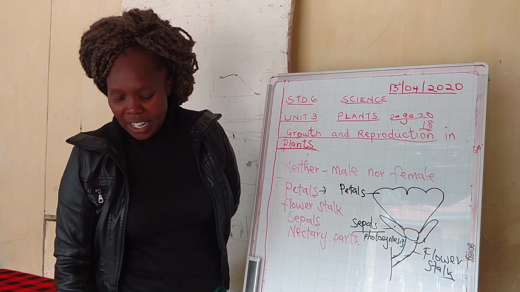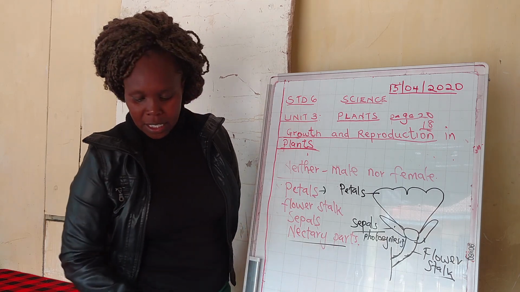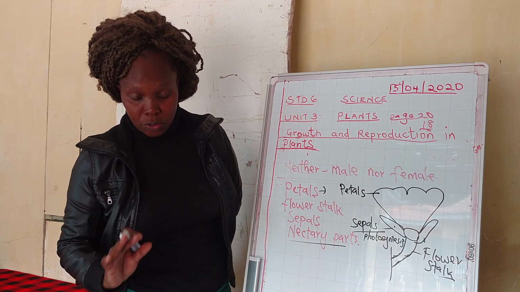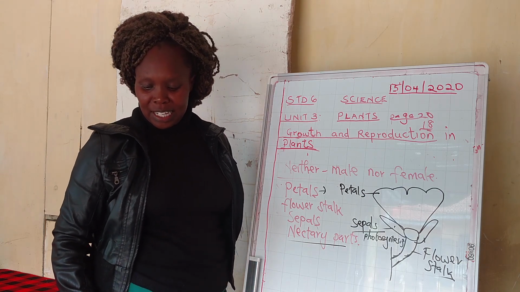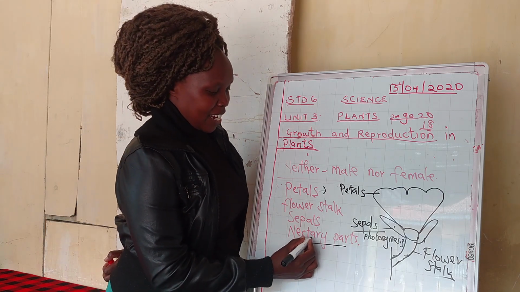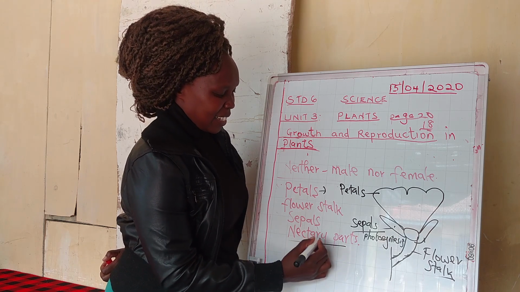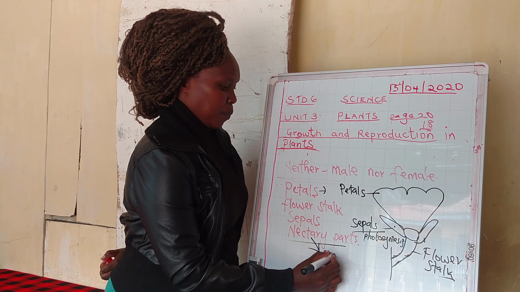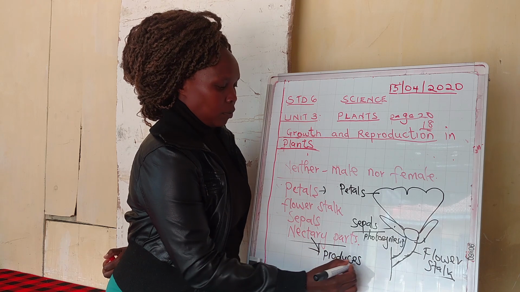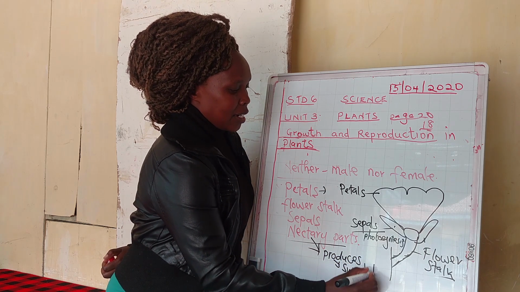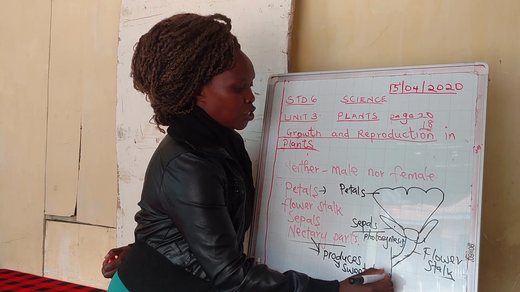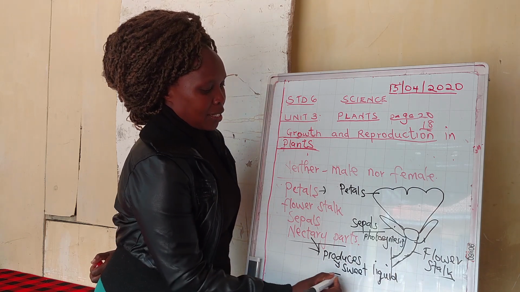So we have the nectary part, that is the last part, which is neither male nor female. The nectary produces a sweet tasting liquid known as nectar. The nectary part, as it suggests, produces a sweet liquid which is known as nectar.